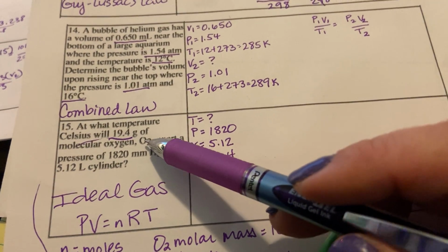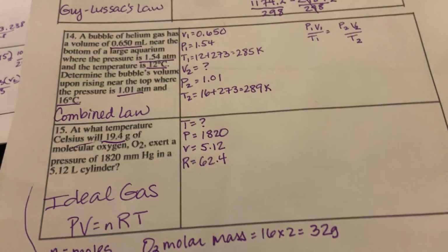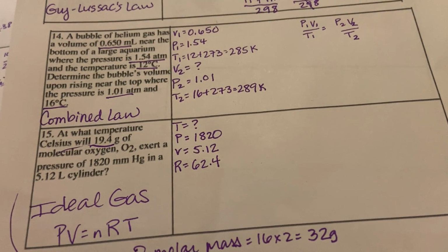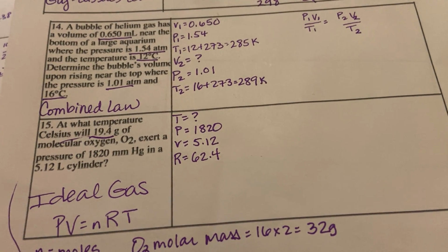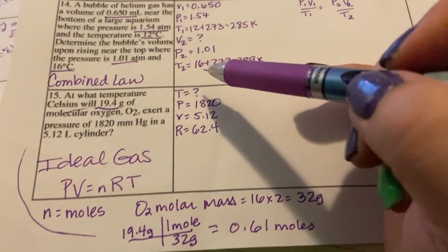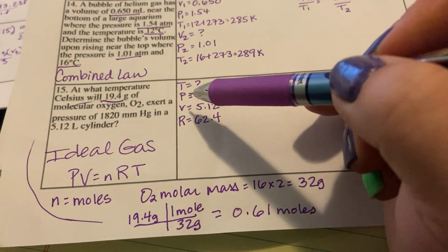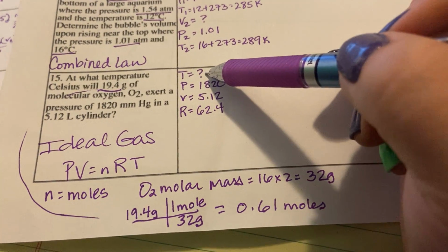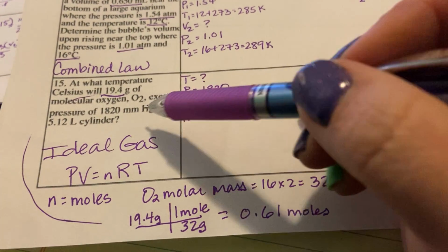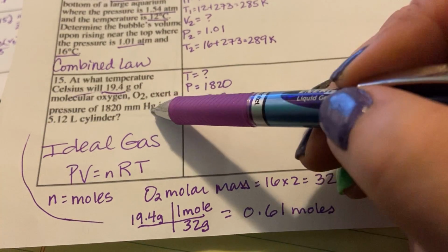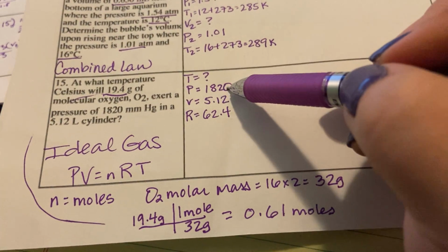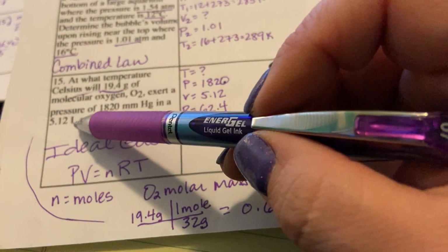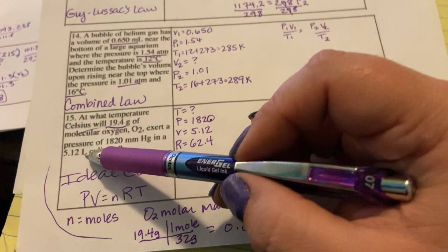At what temperature will 19.4 grams of molecular oxygen, O2, exert a pressure of 1820 mmHg in a 5.12 liter cylinder? Write out what you know. It's asking at what temperature. So that's obviously the question mark. The pressure that gave us, because I know this is a measurement of pressure. So pressure is that. The volume is always measured in some sort of liters or milliliters.